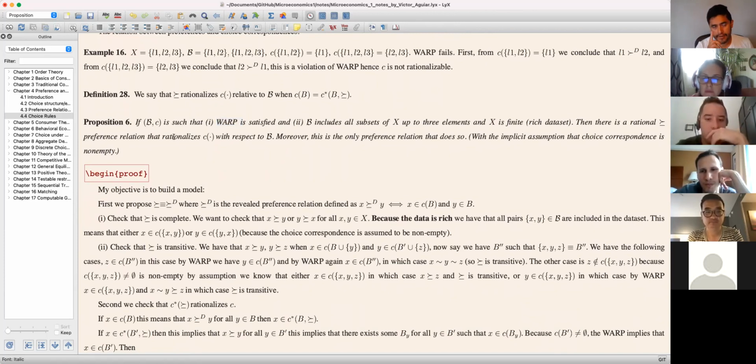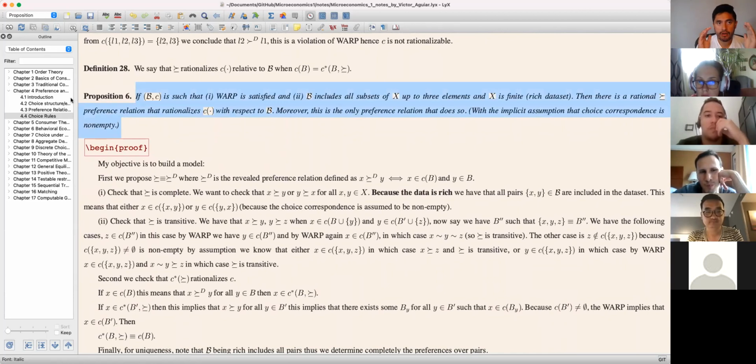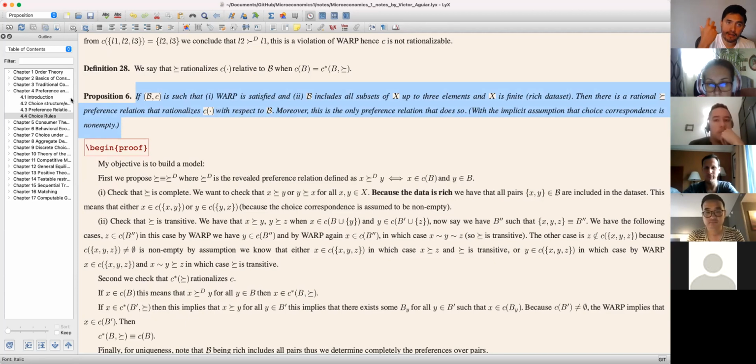Now, this year I'm going to do something different. I'm going to prove this in a bit, but let's first understand the whole picture and then go back to the proofs. Right now we're trying to go in the other direction. Take a choice correspondence that satisfies WARP. Can I learn something about preferences? The answer is yes. In fact, you are going to be rational and I can recover some preference relation if and only if this experiment contains all binary menus and all triples. If that happens, then you're golden. You can recover a preference relation.